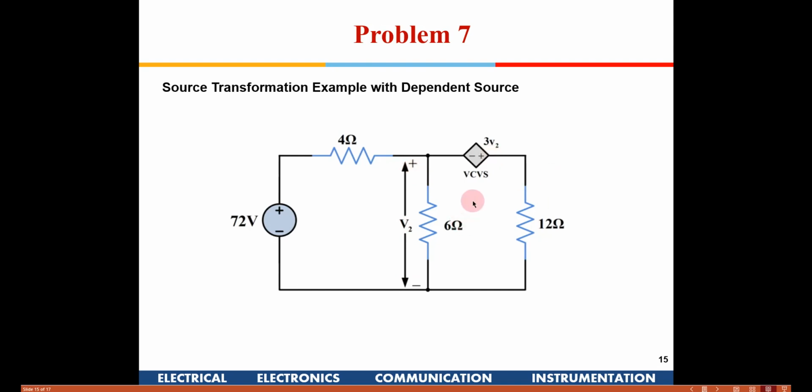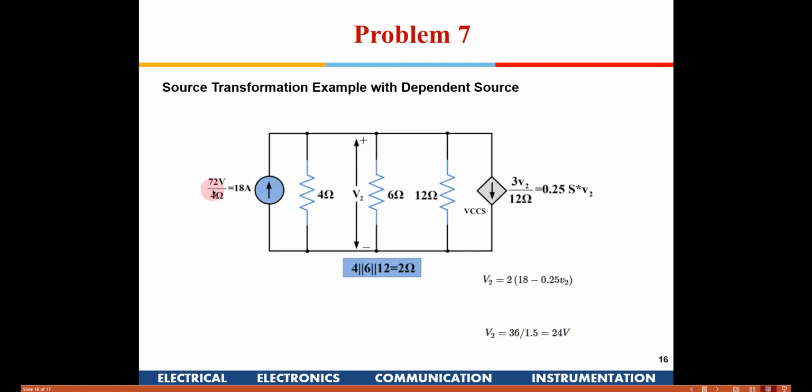Again we will do a source transformation. We'll convert both of these into current sources, so that all the resistances become parallel, which will make it easy for us. So 74 divided by 4, and similarly this will be 3V2 divided by 12. This is a variable, but never mind, we'll use it as a current source. It will also become a dependent one, so instead of 3V2 it will just become 3V2 divided by 12.